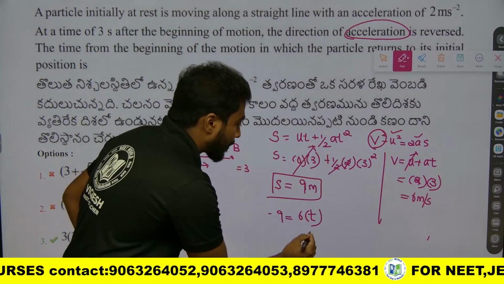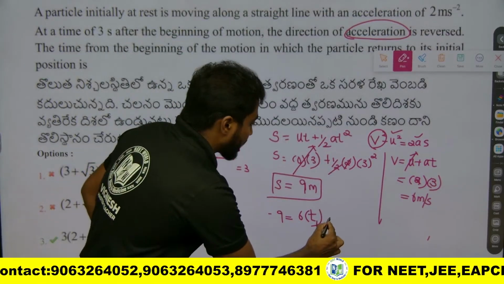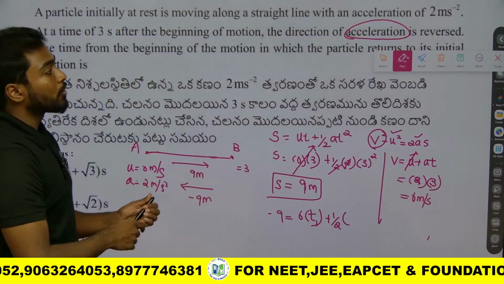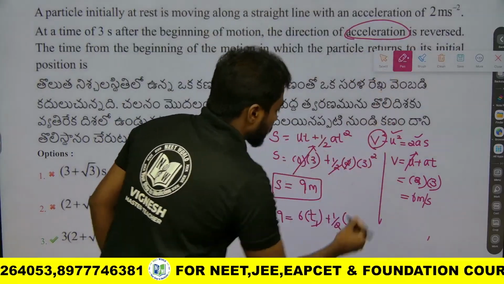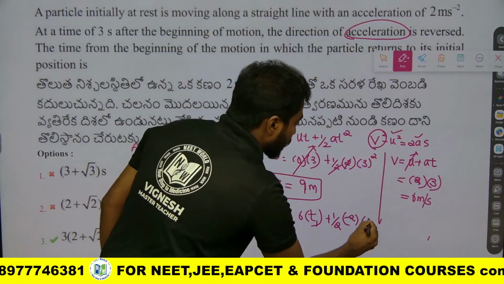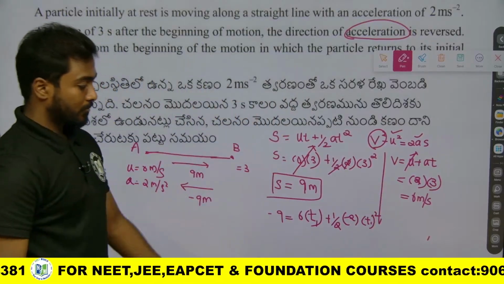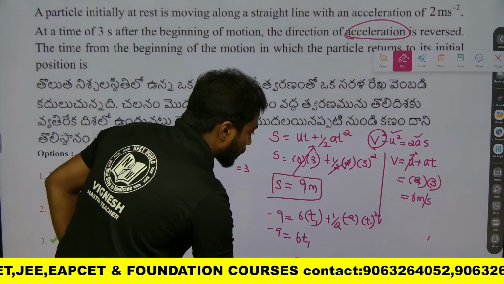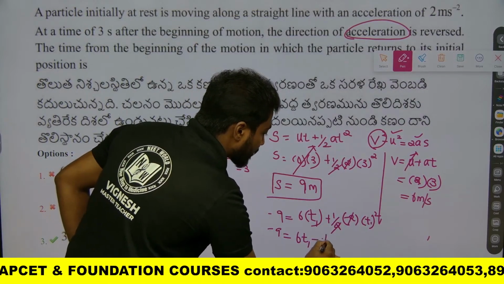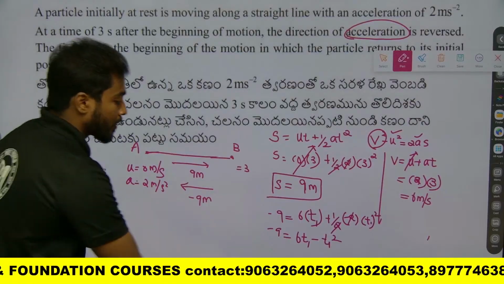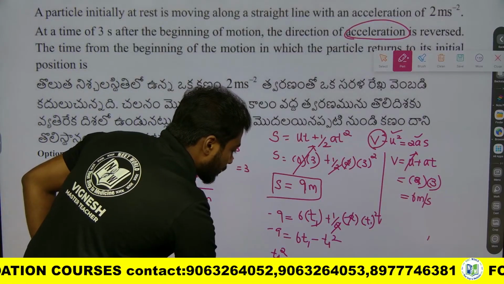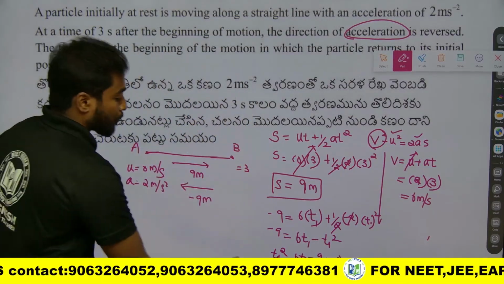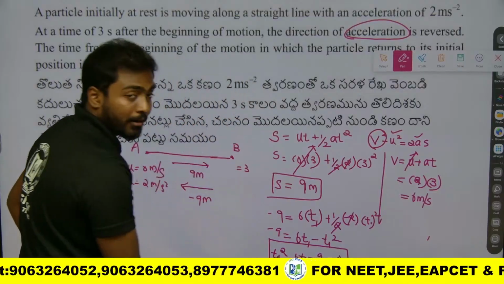Let me keep the time as T1 plus half into acceleration. Like it has been reversed, so 2 meter per second square has been reversed. So minus 2 into T1 square, this is the equation. Then minus 9 is equal to 6T1, 2 will get cancelled, minus T1 square. Then T1 square minus 6T1 minus 9 equals 0.